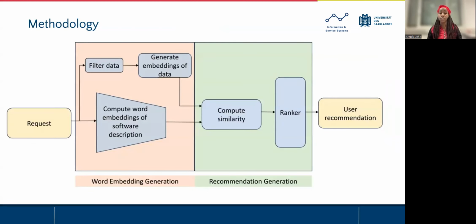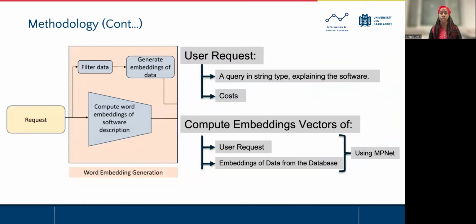So in our methodology, we had to cut it to work in two sections. That is, we have the word embedding generation section, and then we have the recommendation generation part of it. So the first part is word embedding generation. We have the request, and this is the description of the product that you want.